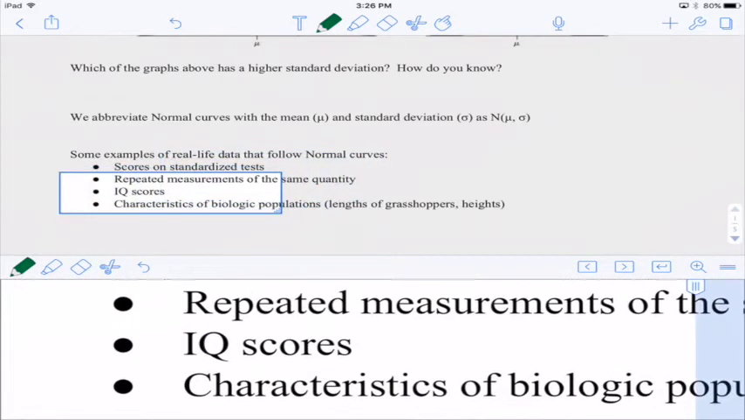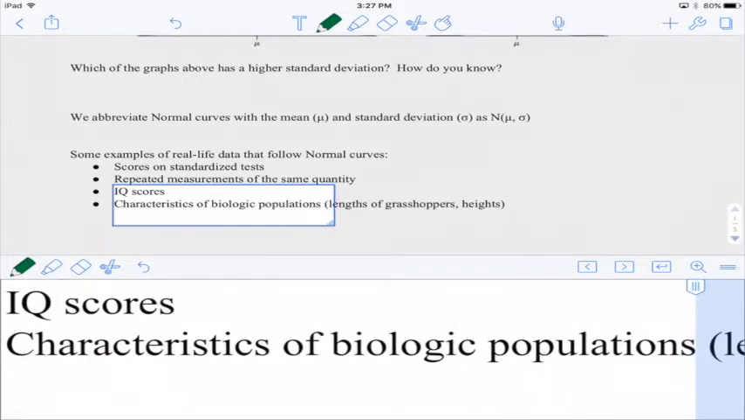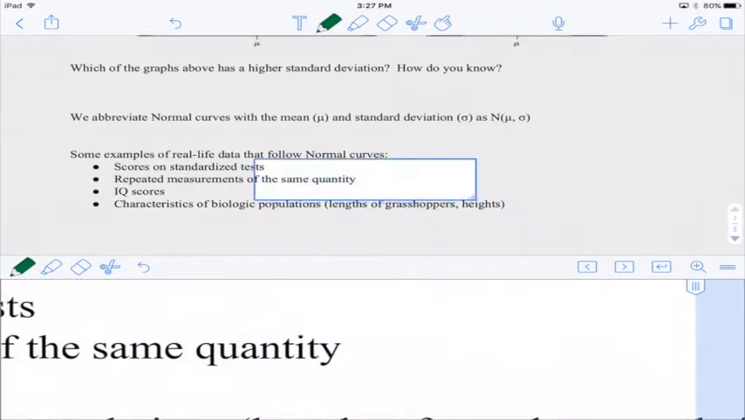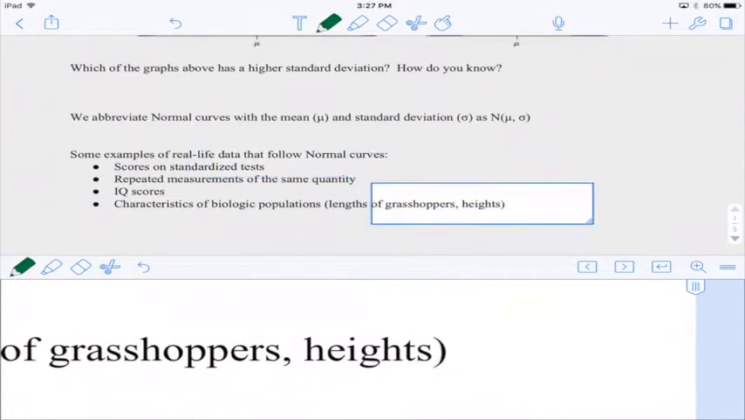IQ scores. This is the best example because most people are at an average intelligence. Very few people are at that high and very, very high intelligence, but also very few people are at that low intelligence quotient. It's a nice way of thinking about it. And then characteristics of biologic populations. So lengths of grasshoppers, heights, lots of different things. There's way more than this. There are very, very many things that are described by normal curves and follow that. And we'll see a lot of them in this course.